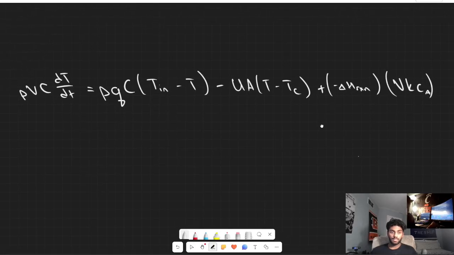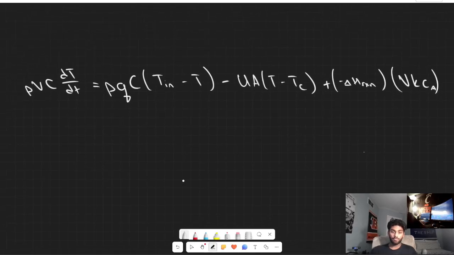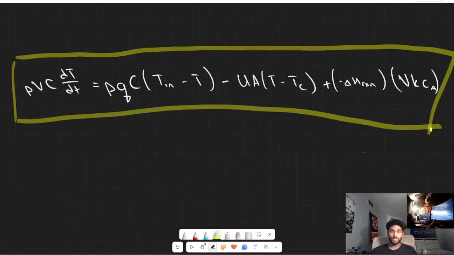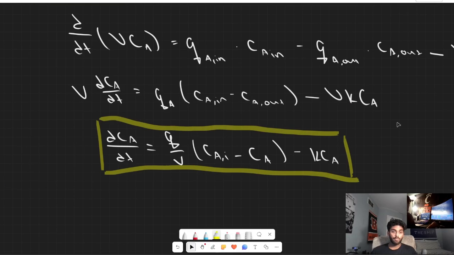So now, as it stands, we have a full drawn out energy balance as well as a full drawn out mass balance. And what we can do now is we can take this to Python, use the solve IVP function, and be able to graph out our change in temperature with time and our change in concentration with time. And I'll show you how to do that now.